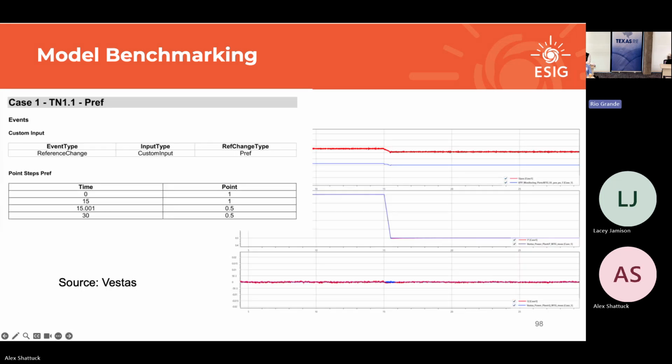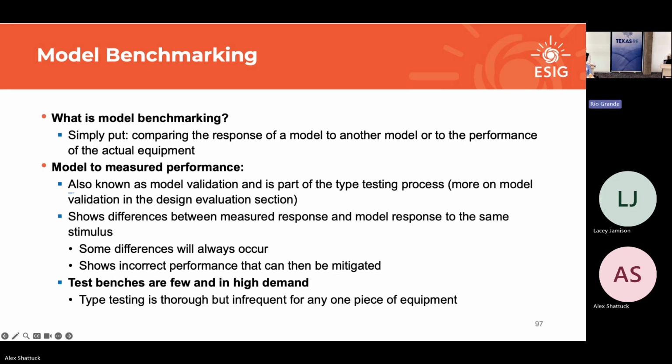So because of that, it's really important to benchmark software to software. So most of the time when you have a validated model, the OEM will validate the EMT model against the performance. And then you can kind of treat that EMT model as your source of truth.